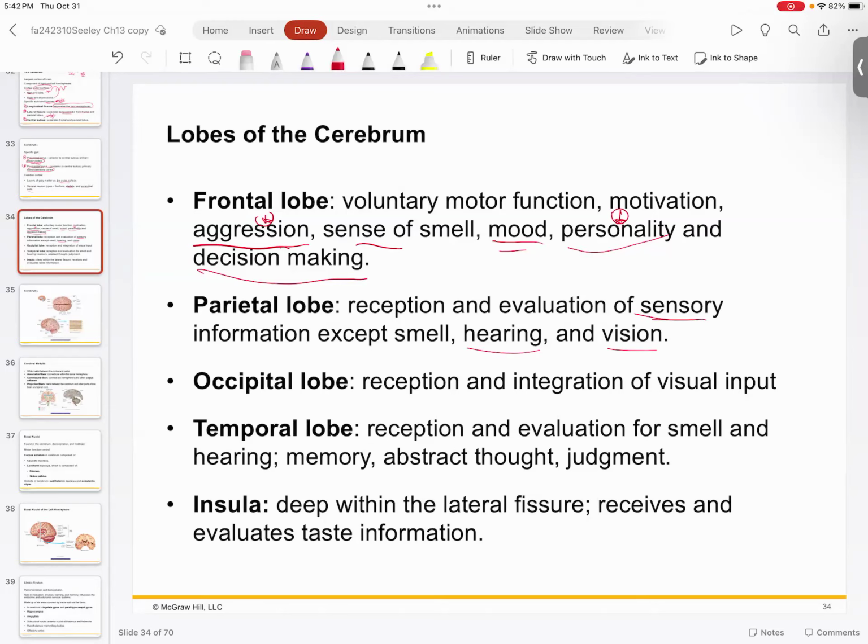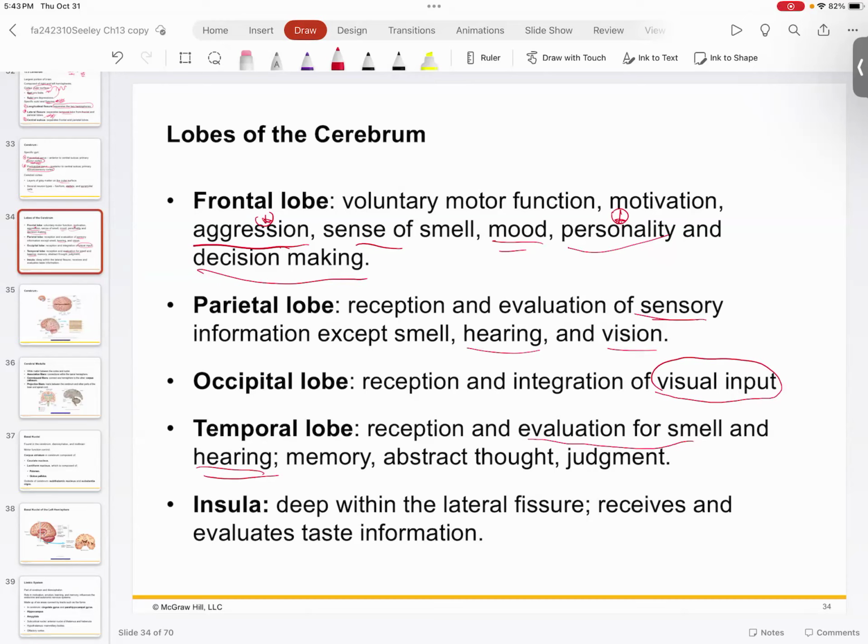The occipital lobe, which is below the occipital bone at the back of your head, is going to be really involved in your visual input, so receiving and integrating visual stimulation. The temporal lobe is going to be involved in hearing, and it's also going to evaluate and receive your smell. So your olfactory bulb will basically move through the frontal, that's where it is, and then it'll carry that information to the temporal.